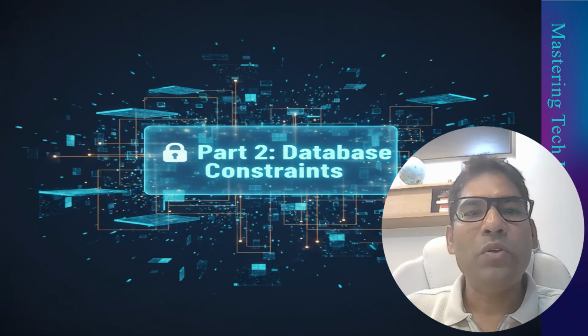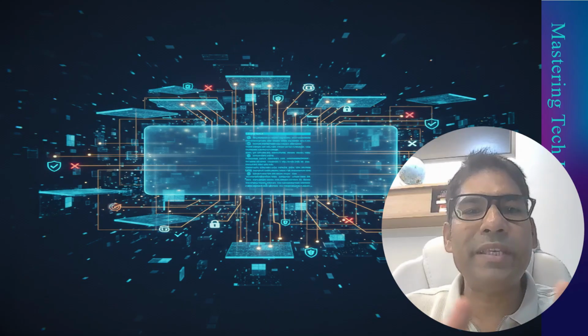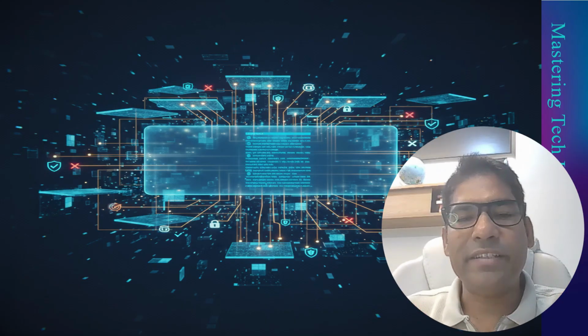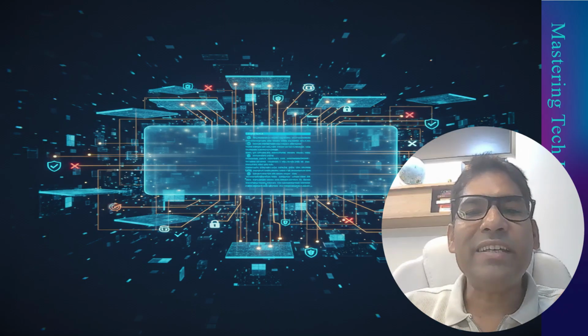In part 2, we will look at database constraints. To keep this integrity intact, we use constraints. Constraints are like rules that make sure only valid data gets stored. Let's understand the main types of constraints.